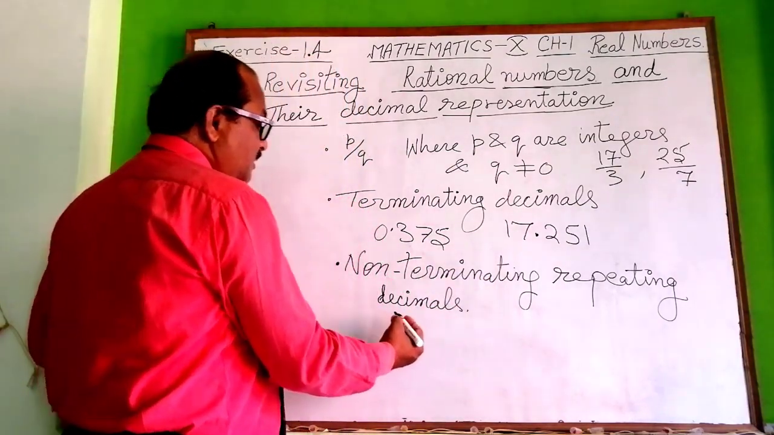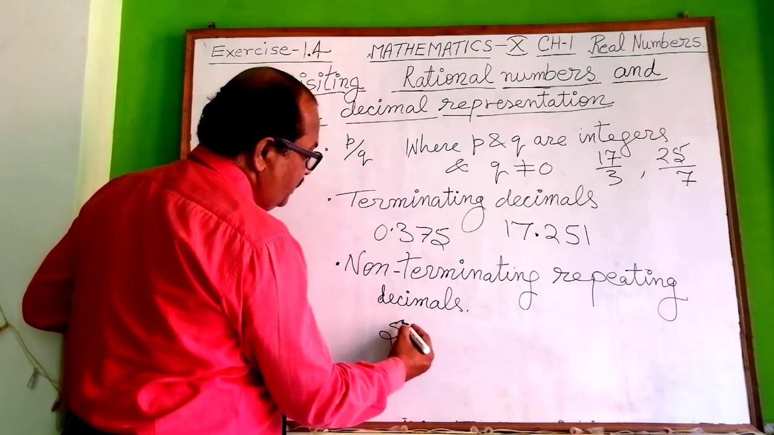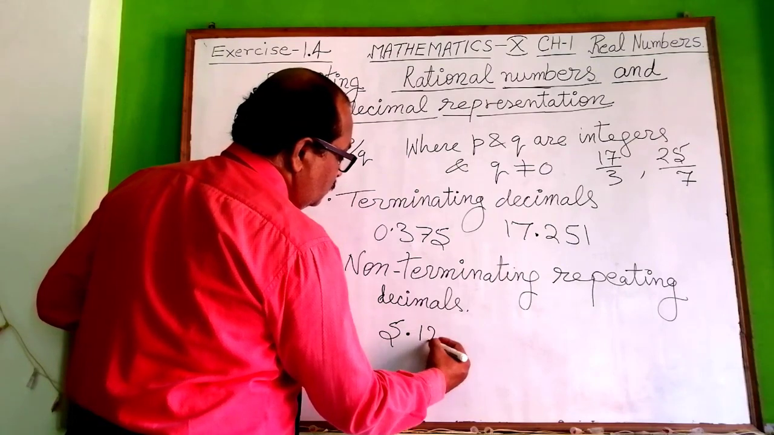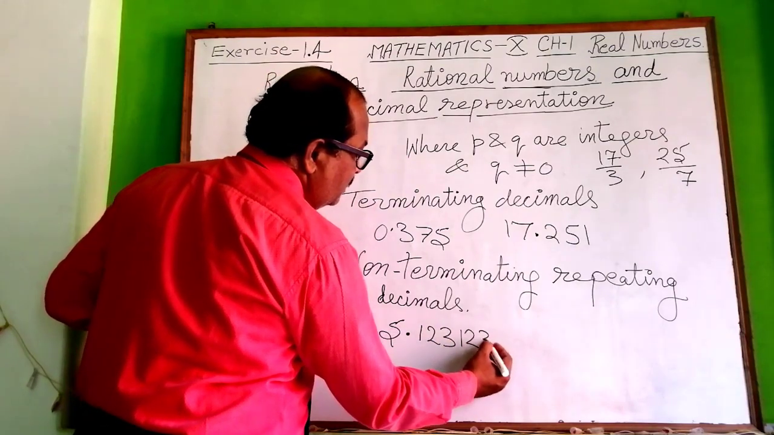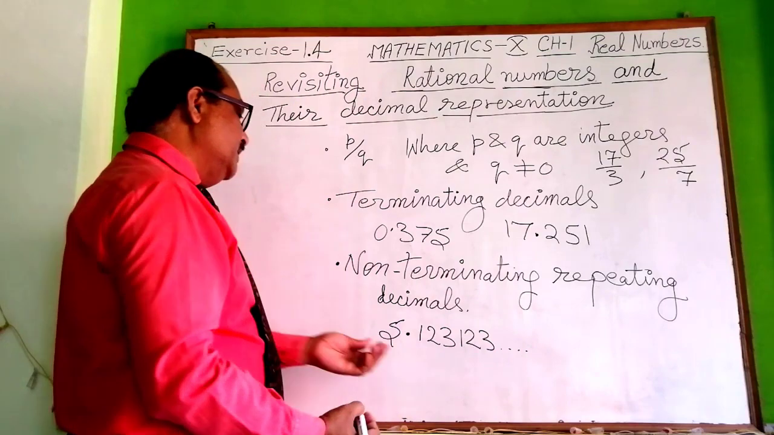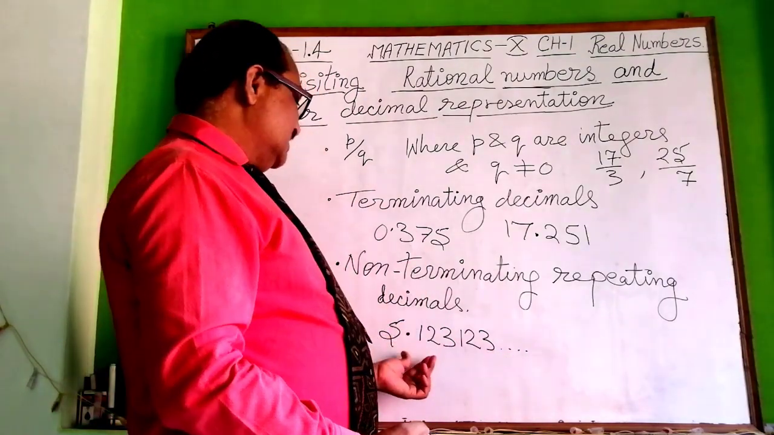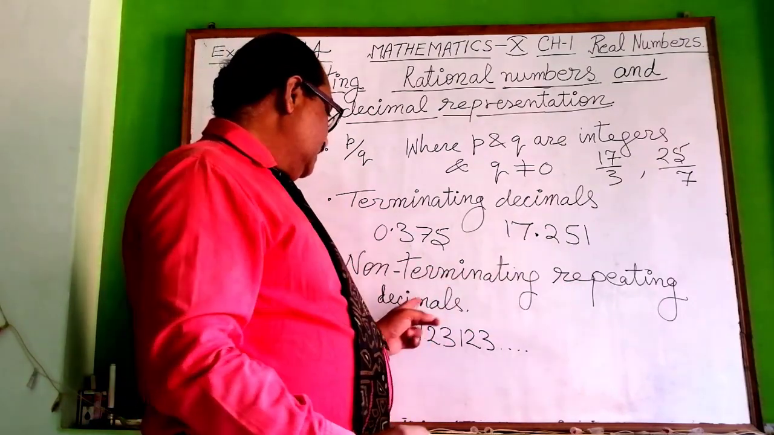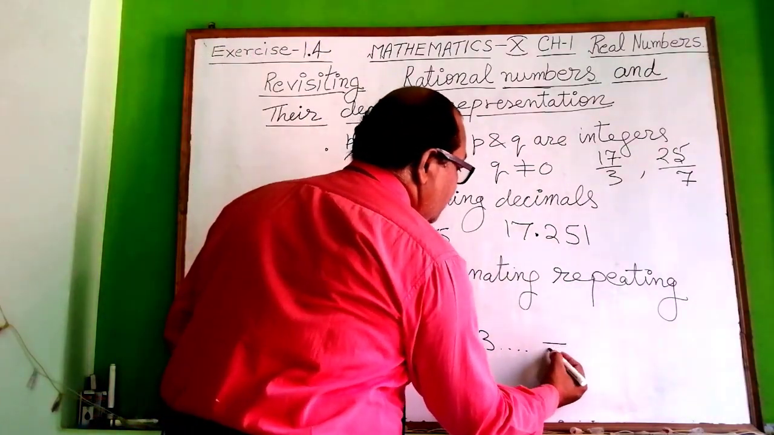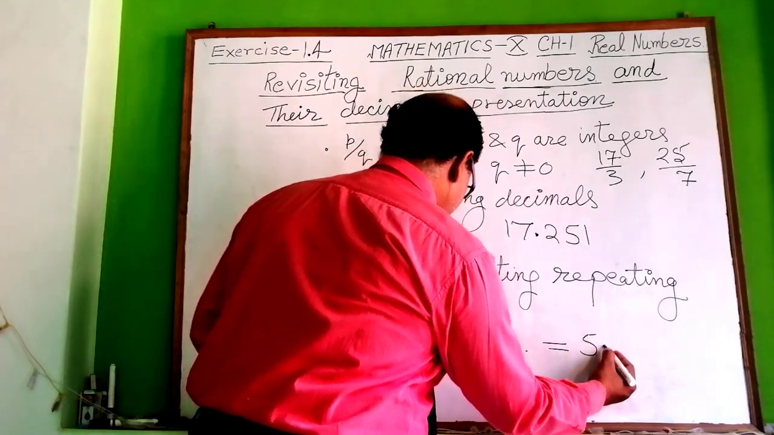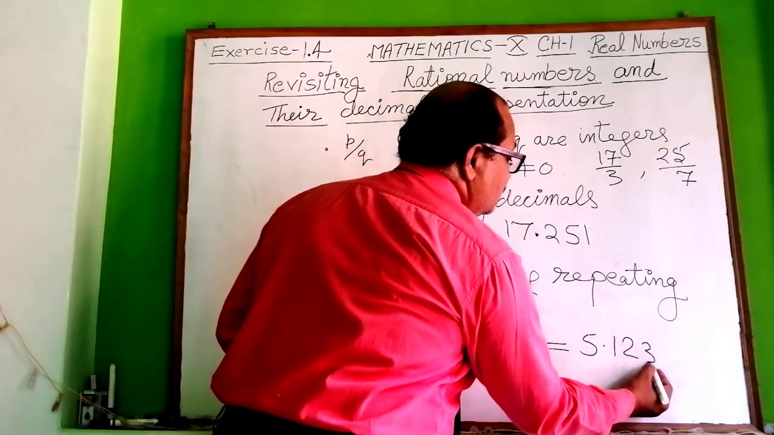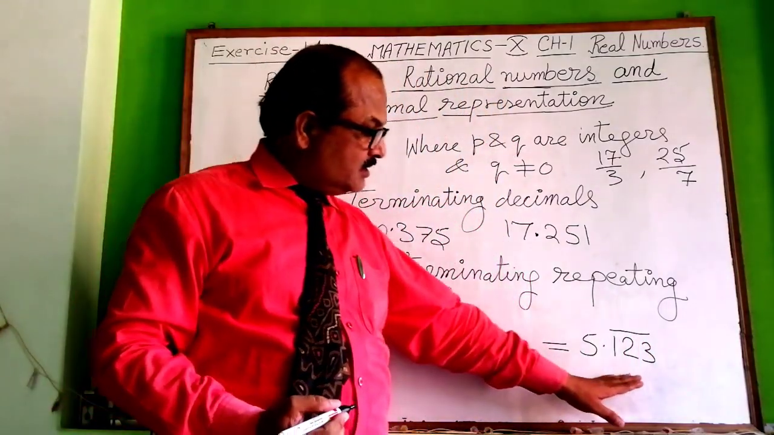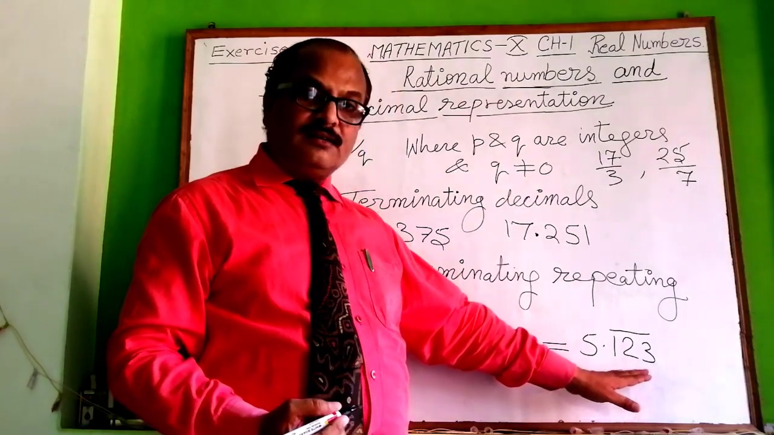For example, I would like to explain. Suppose 5.123 dot dot dot, 123 repeats many times. So this number never terminates, means non-terminating. Repeating means a set of numbers are repeating. 5.123 you can write like this. This number can be expressed as this one using one bar.